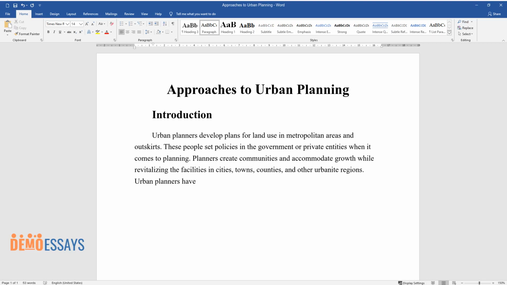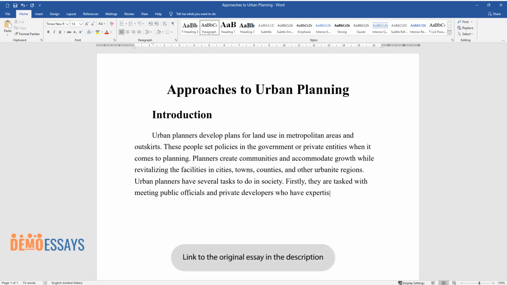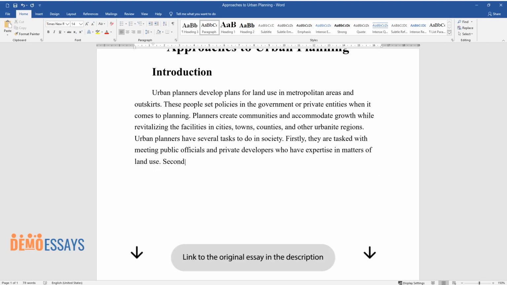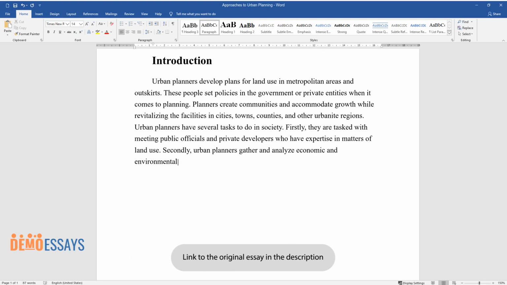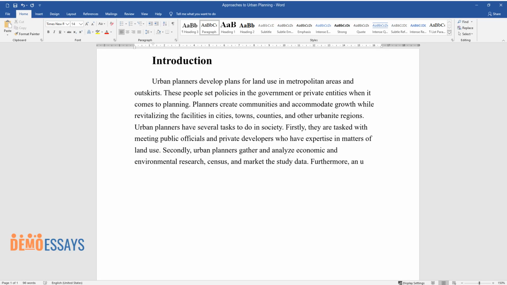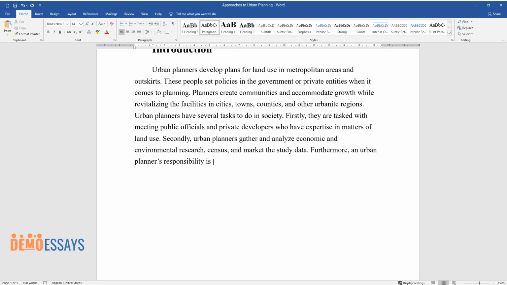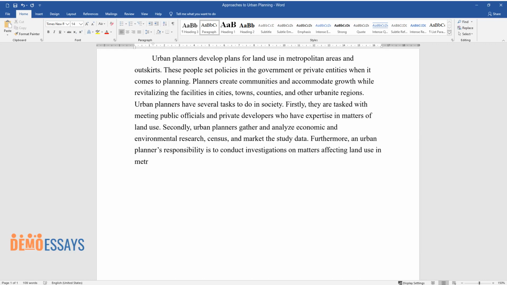Urban planners have several tasks to do in society. Firstly, they are tasked with meeting public officials and private developers who have expertise in matters of land use. Secondly, urban planners gather and analyze economic and environmental research, census, and market study data. Furthermore, an urban planner's responsibility is to conduct investigations on matters affecting land use in metropolitan areas.